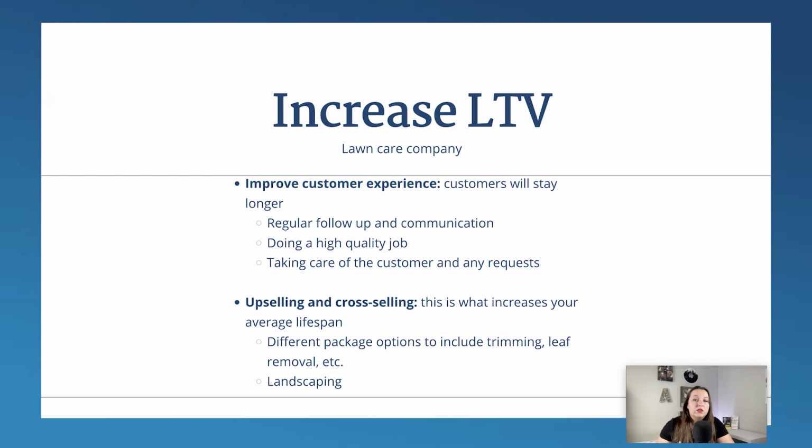This is going to count towards longevity. This is going to extend the actual lifespan of the customer. And then the other thing you can do, of course, is upsell and cross-sell.